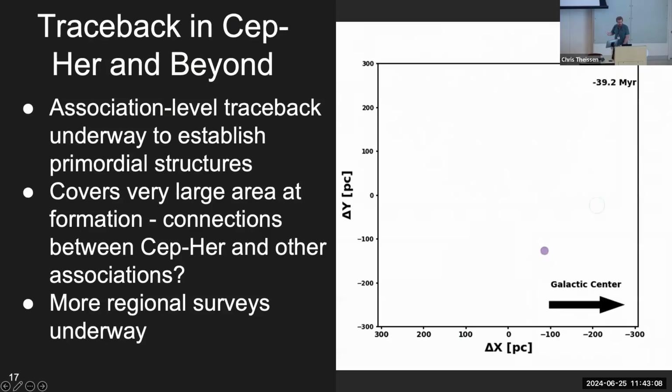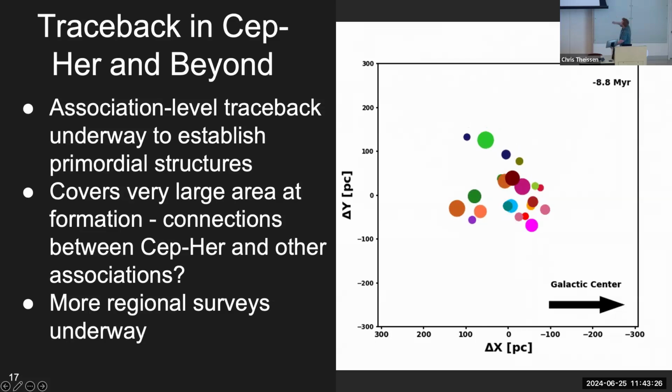So we have some interesting features emerging in both these populations that are worthy of the sort of association level traceback that I've already done in CFN and in the Austral complex. However, I want to take a second here before I finish to expand a little bit and just see what happens if you don't worry about the fact that there's component associations in Cepher and just look at all of it together. And when you do that, some interesting things begin to emerge.